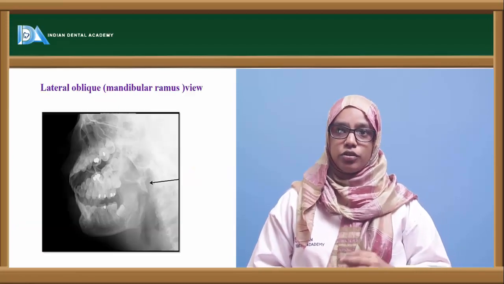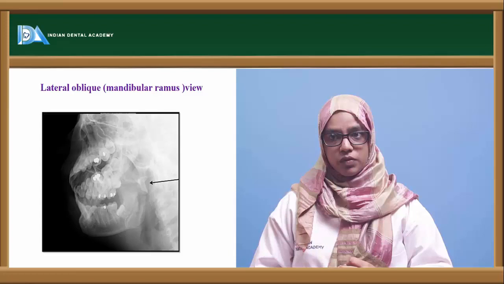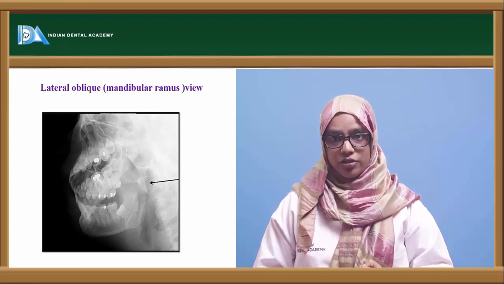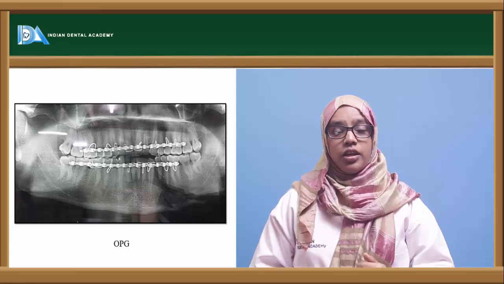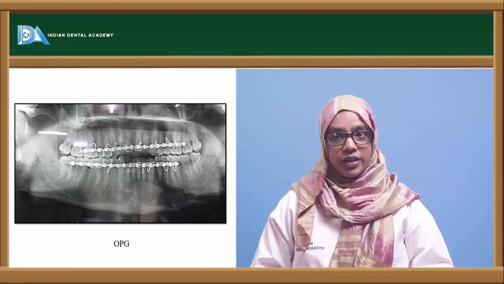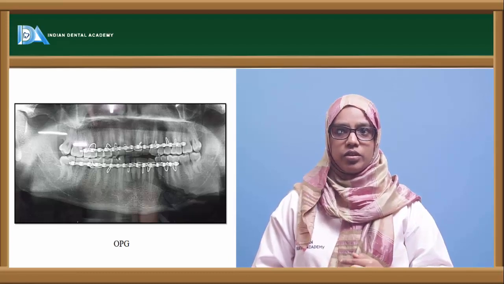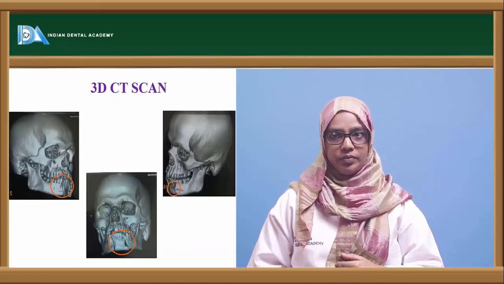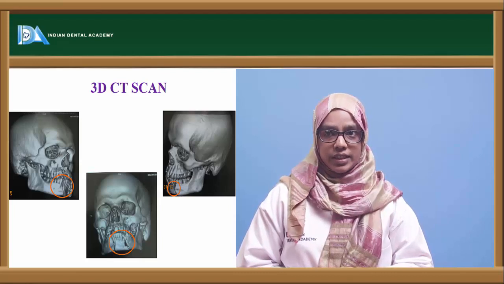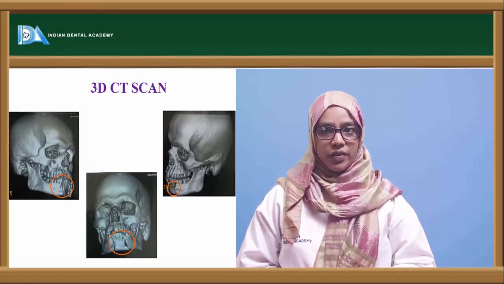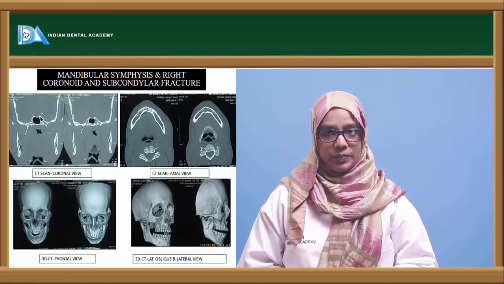Now, this slide will show you a lateral oblique mandibular ramus view wherein you can appreciate the condylar fracture and vertical ramus fracture. This OPG shows a parasymphysis fracture, and you could see the displacement of the inferior border here. This slide shows a 3D CT reconstruction wherein you could appreciate the bilateral parasymphysis fracture that has taken place.